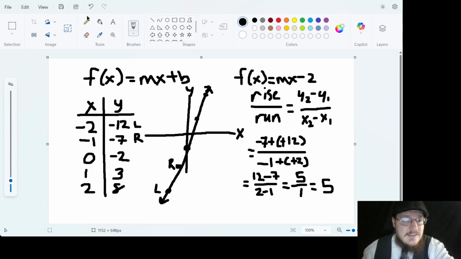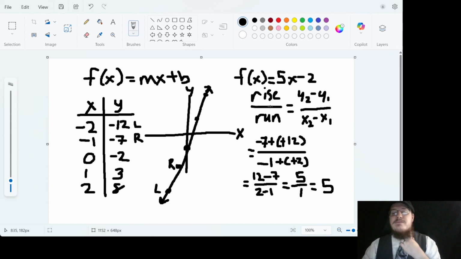So instead of our function being f of x equals mx minus 2, we erase that, and we write in a 5, and we have our equation here. f of x equals 5x minus 2. Boom, right there. So we have our equation, our function, for our graph here with our table of values that we solved by using the rise over run equation here.